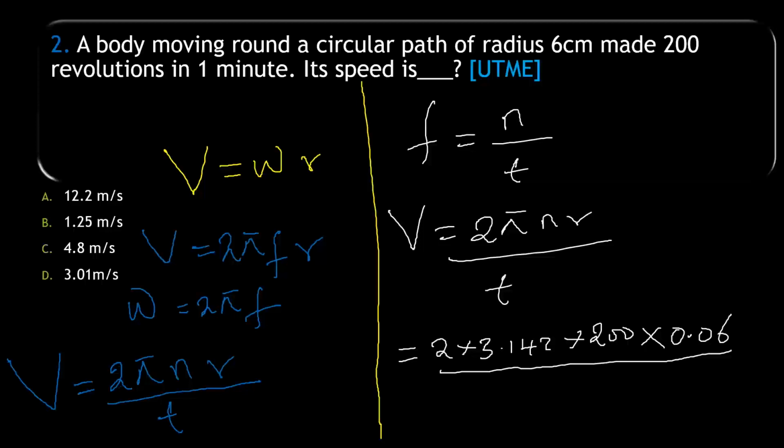And I hope you're not going to plug in that 1 minute. 1 minute is equal to 60 seconds, because the SI unit of time is seconds. Now, if you punch this out, you are going to get the answer to be 1.25 meters per second. So option B is the answer.